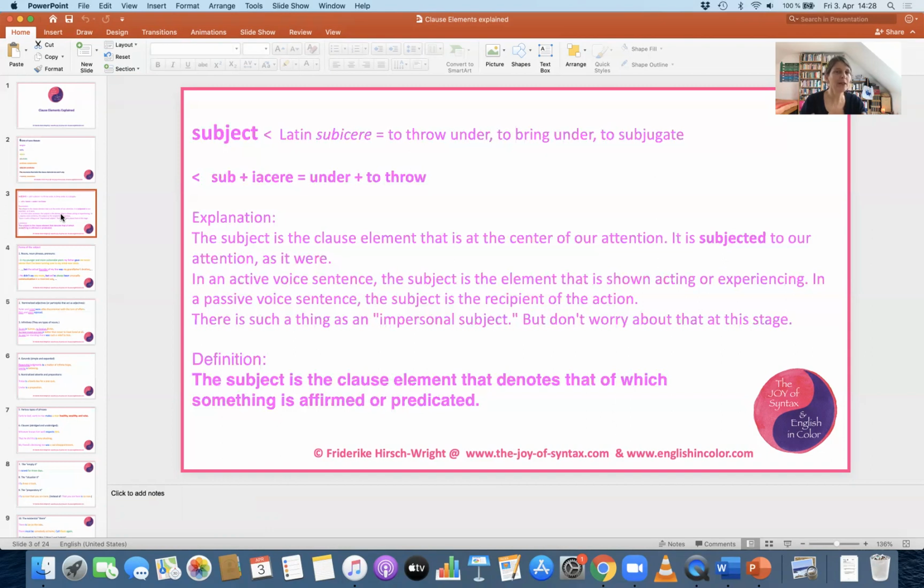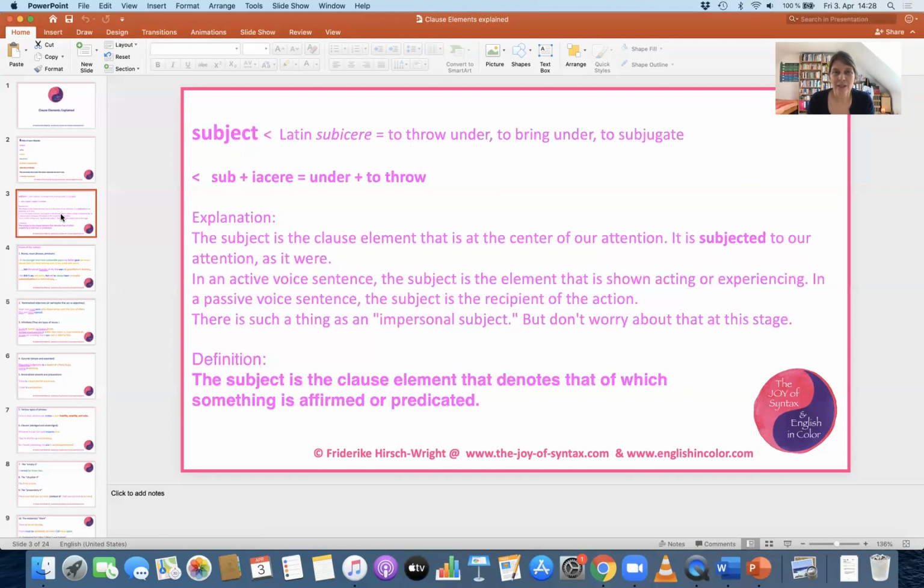And I got the etymology both out of Merriam-Webster's Unabridged and from my Latin dictionary. I have a very good scholarly Latin dictionary. Okay, here we go. So Latin, subicere, is a verb and it means to throw under, to bring under, and to subjugate. And you can see two parts in that word, sub and jacere. You will recognize jacere as an old friend.